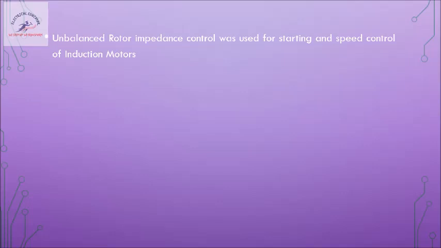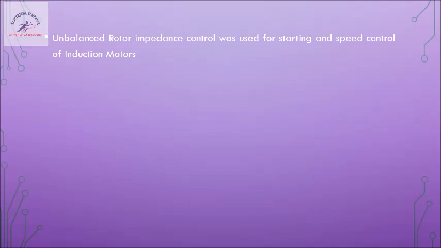Now unbalanced rotor impedance means the rotor resistance per phase and rotor reactance per phase, which we consider in the equivalent circuit, will not be equal for all three phases, just like the unbalanced voltages. This unbalanced rotor impedance control method was used for starting the induction motor and later to control its speed. It is one of the very ancient techniques.